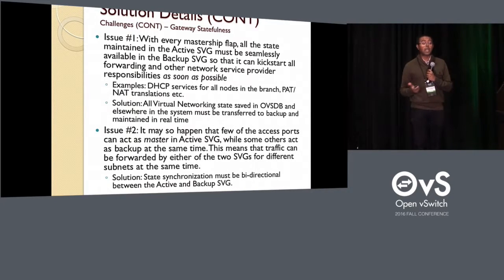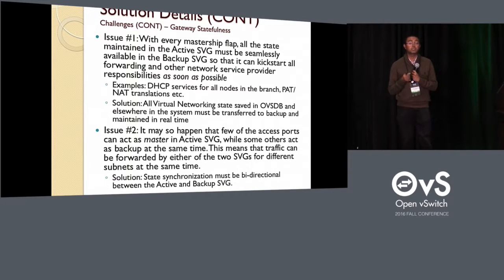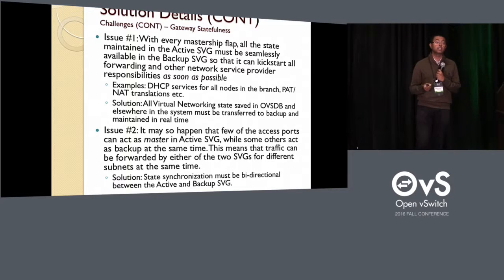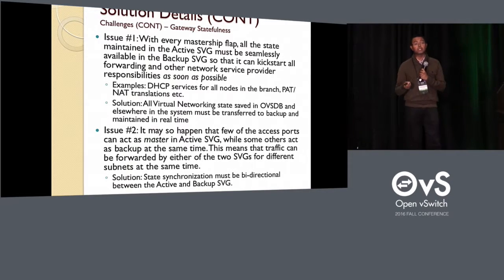So whenever a branch, in a branch, different machines come up, boot up, they will ask for IP addresses, and they will send out DHCP requests. So one implementation could be that the SVG implements some sort of a DHCP server, which gives out IP addresses for any of the machines that come up in the branch in the same subnet.